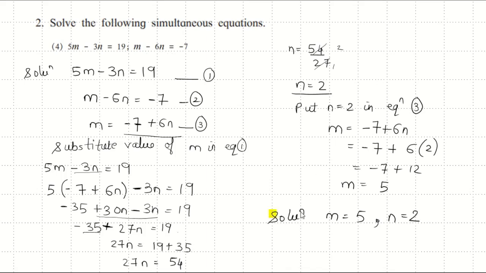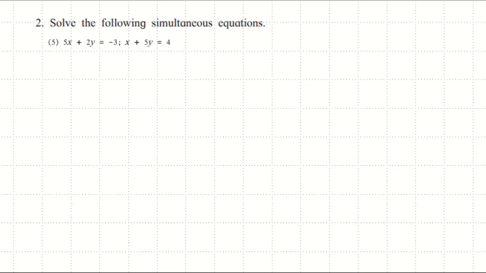I hope it was easy to solve these equations till now. If you have any query, do let me know. We will take another question now. Here we need to find value of x and y. Let us write down both the equations first. 5x plus 2y is equal to minus 3. Call this equation 1. Second equation, x plus 5y is equal to 4. While writing down the equation, please pay attention to the signs that are already given in the equation.